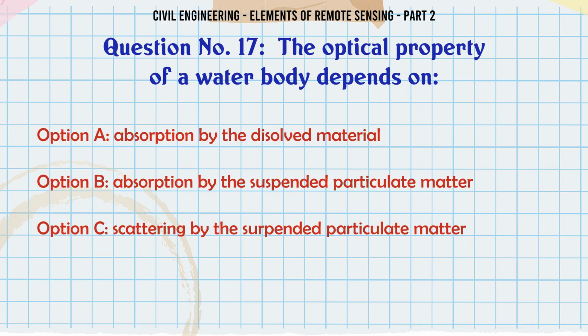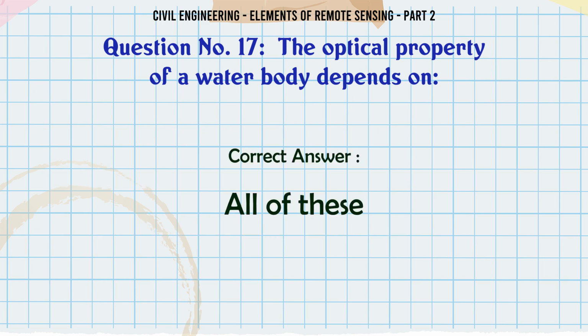The optical property of a water body depends on A. Absorption by the dissolved material, B. Absorption by the suspended particulate matter, C. Scattering by the suspended particulate matter, D. All of these. The correct answer is all of these.